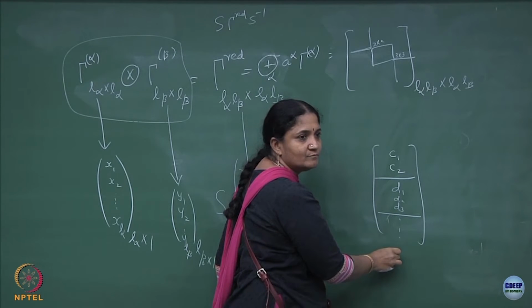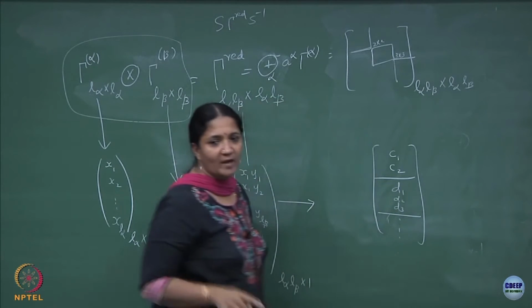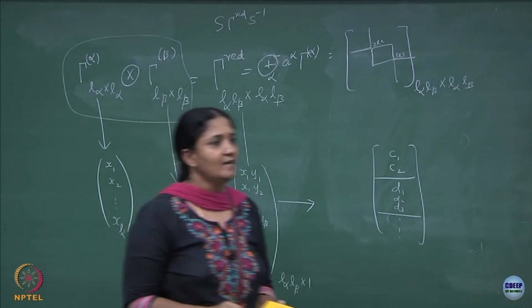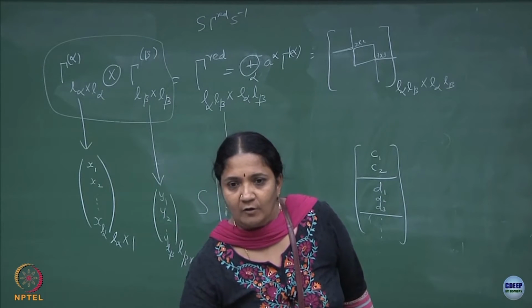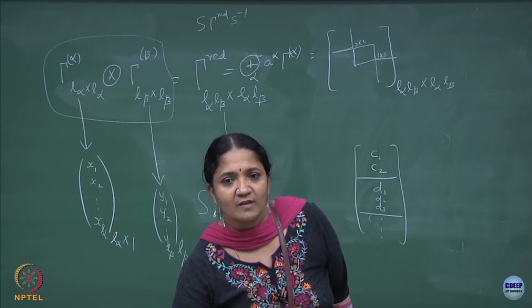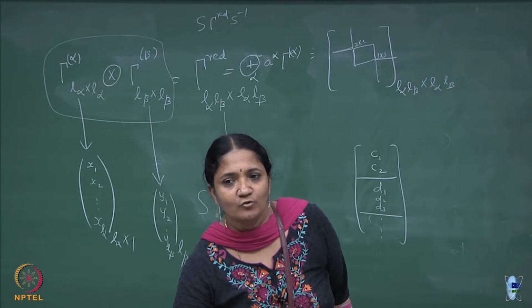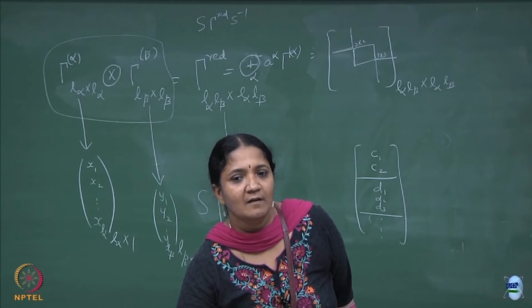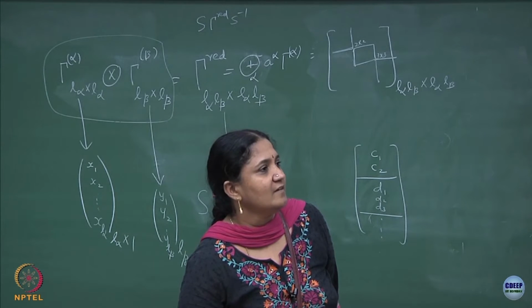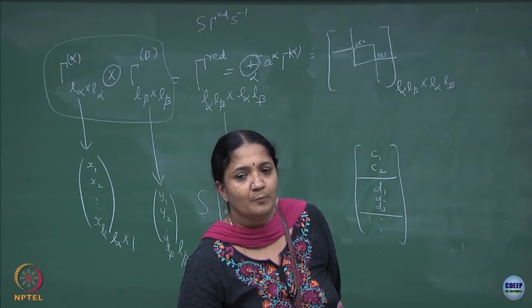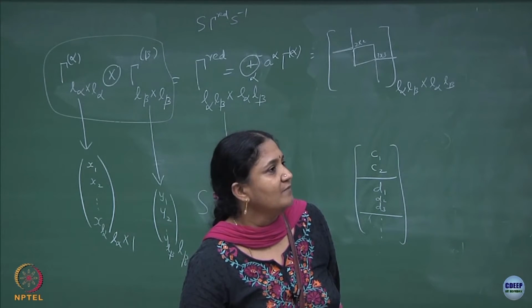Clear? So, now we will do an example where this will become clear. Okay. So, gamma alpha cross gamma beta is a reducible representation, and of course, when you do a tensor product of two representations, the characters will be the product of the characters. This we also verified last time.